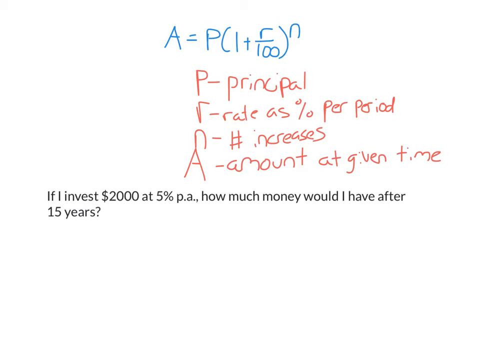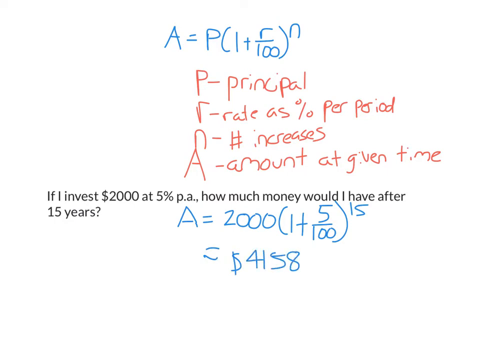Of course, I don't want to calculate the amount after year 1, year 2, year 3, all the way up to year 15. That will take too long. So the amount I will have is how much I started with, the 2,000, times 1 plus rate over 100, to the power of 15, because there are 15 periods, 15 years, 15 increases. Putting that in our calculator, to the nearest dollar, it's about 4,158. If this was simple interest, remember it was going up by 100 each year, I would have had 3,500. So you end up with a lot more money with compound interest.